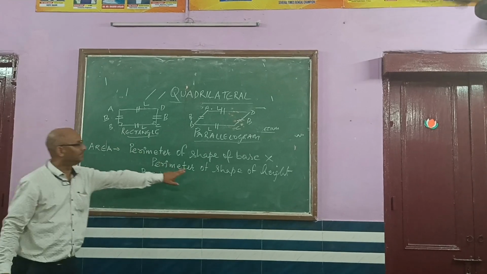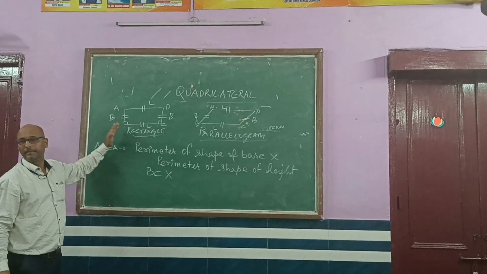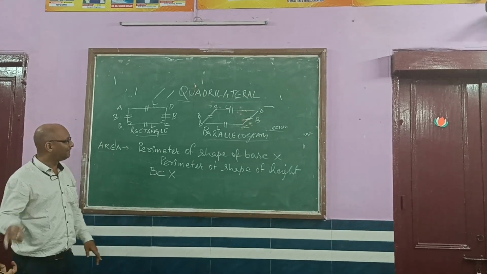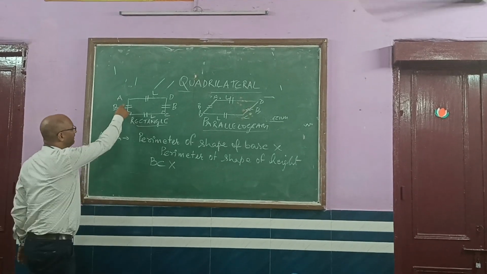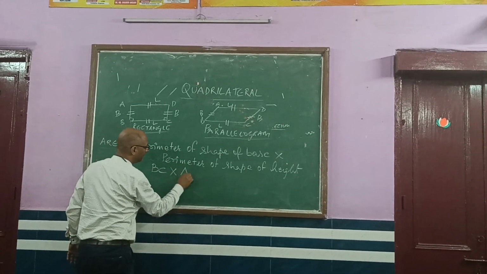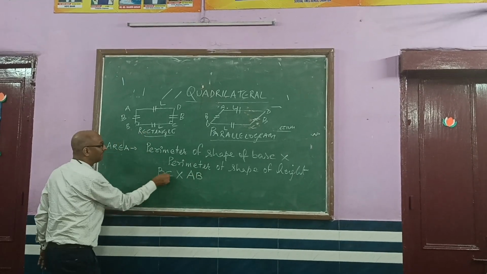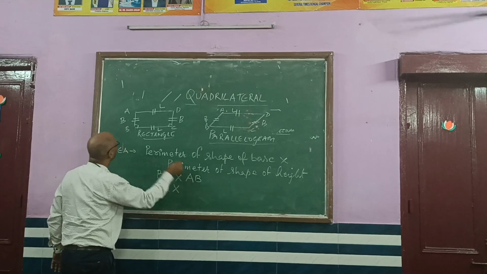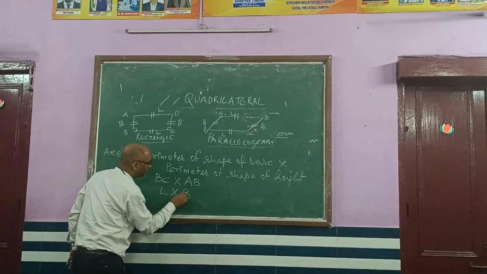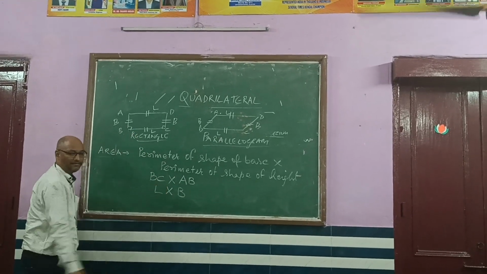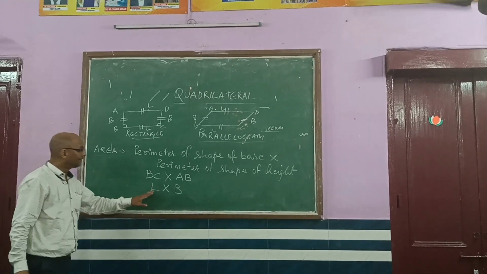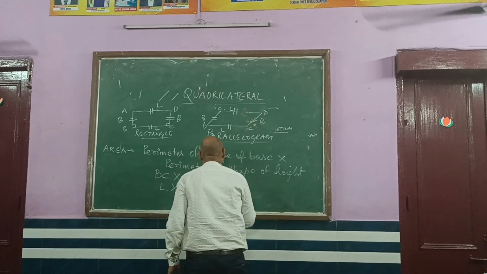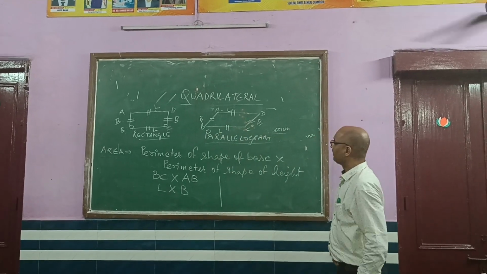Very good. What is the shape of this height? Line segment. Perimeter of line segment is line segment itself. What is the name? AB. Understood? What is the name of BC? L. What is the name of AB? B. So length into breadth. Area of rectangle is length into breadth. And what about in case of parallelogram?